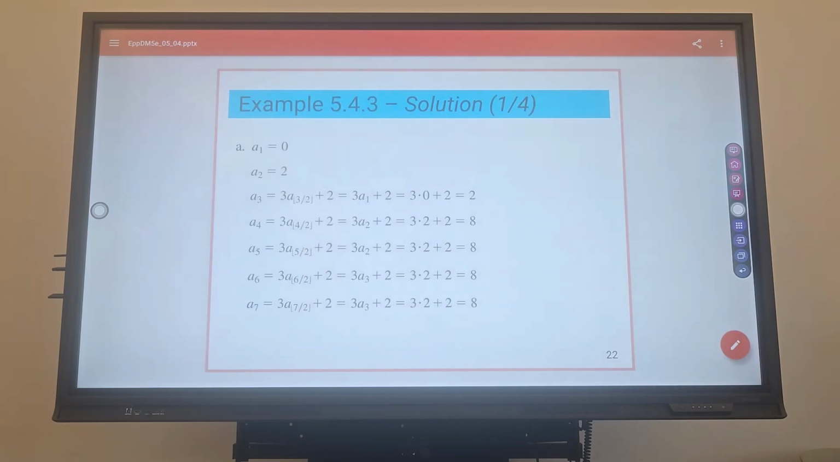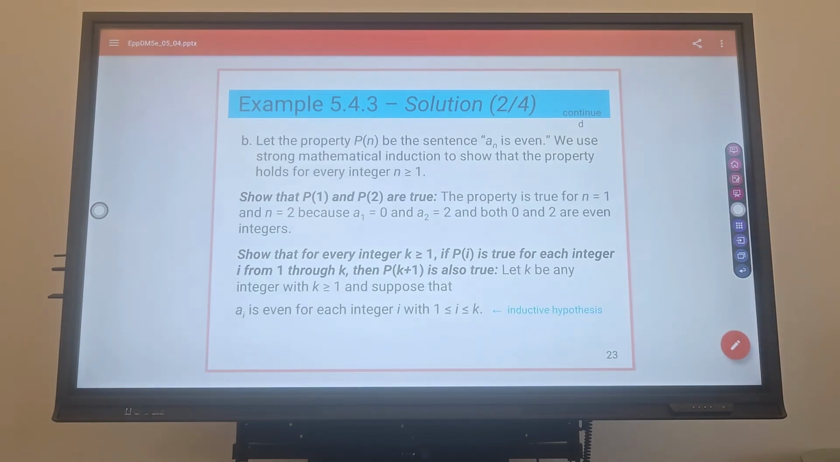Well, the first few terms are going to be 0, 2, 2, 8, 8, 8, 8. Let the property P of n be the statement a sub n is even, and use strong mathematical induction to show that the property holds true for every integer n greater than or equal to 1.